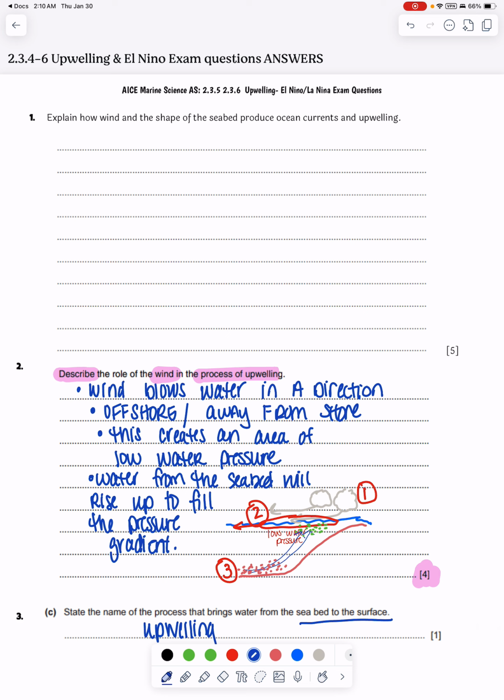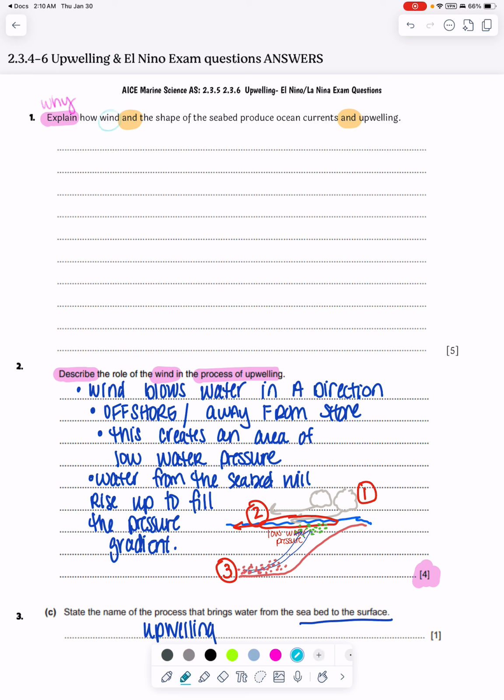Explain how wind and the shape of the seabed will produce currents and upwelling. So you have a couple of things going on here. Command word being explain. Explain means we're going to need to say why. How, so why and how is going to explain. Wind and the shape of the seabed produce ocean currents and upwelling.